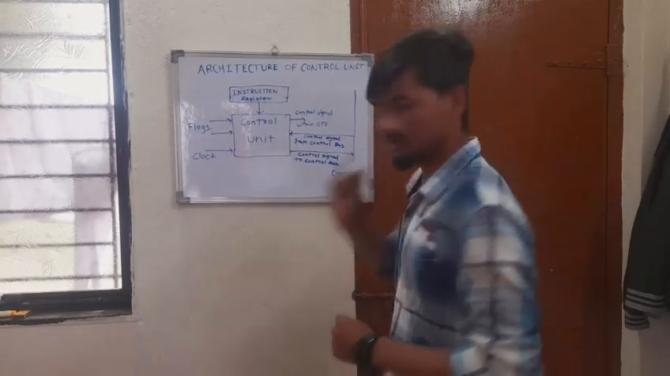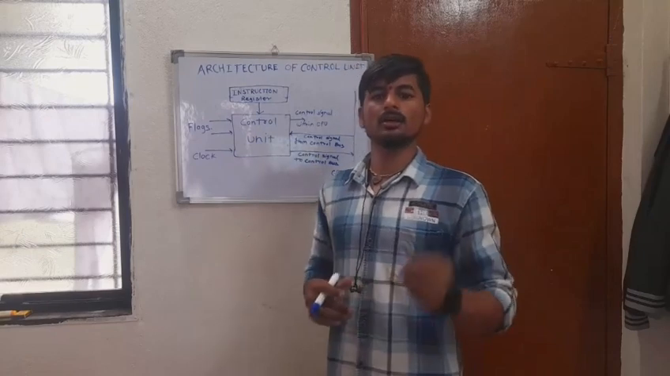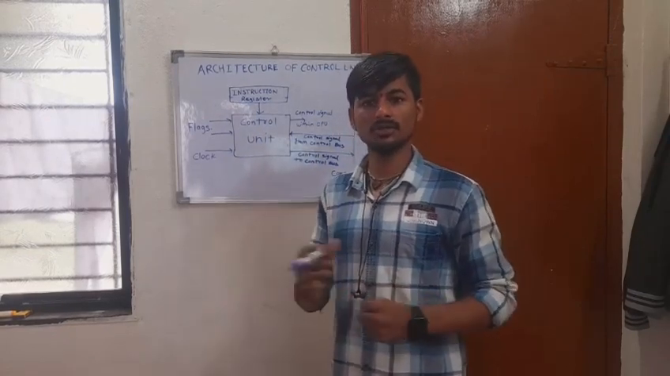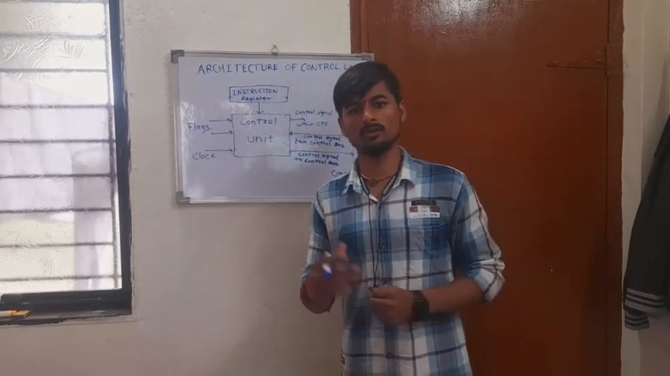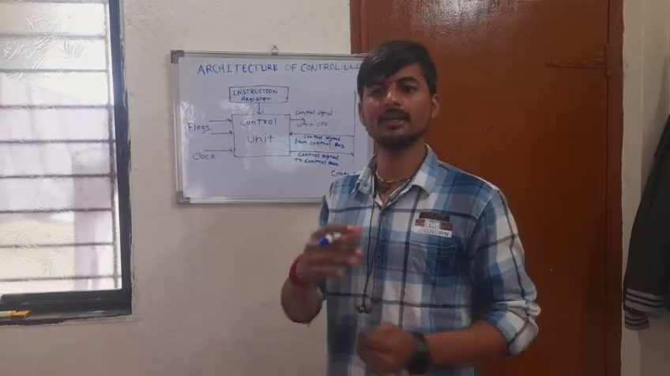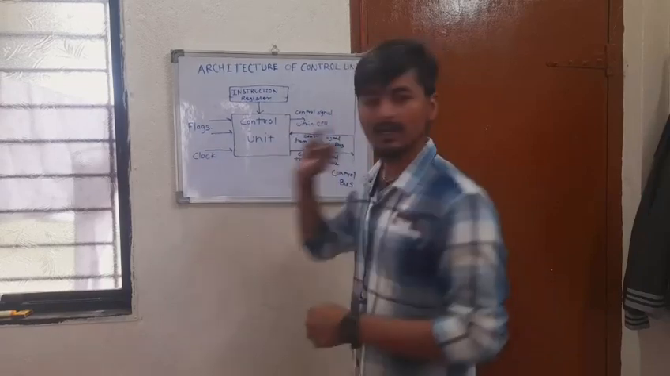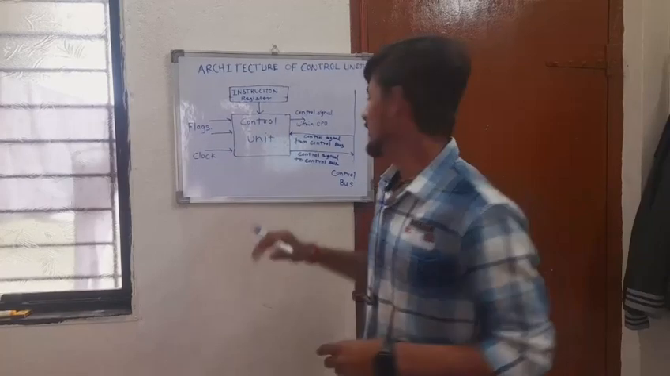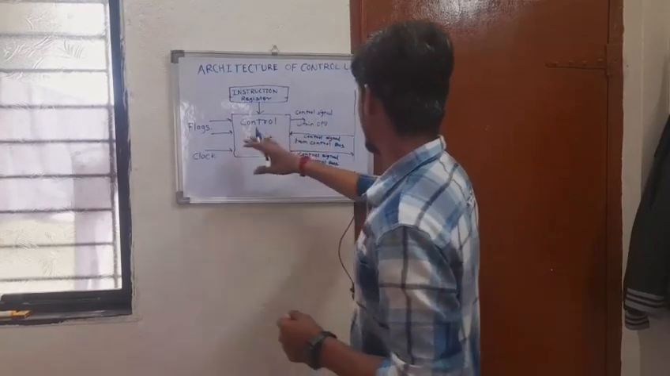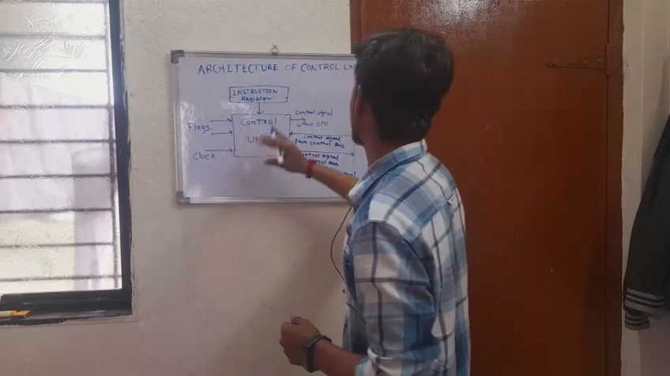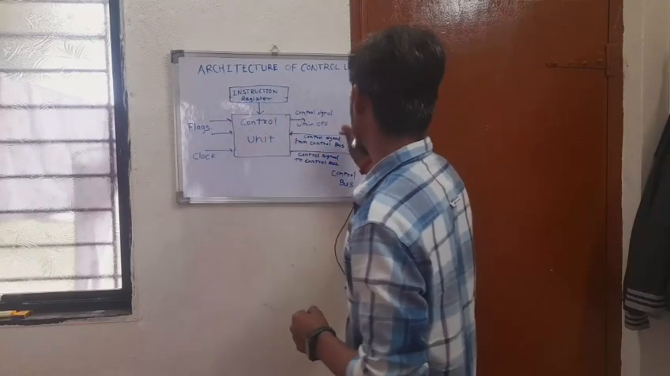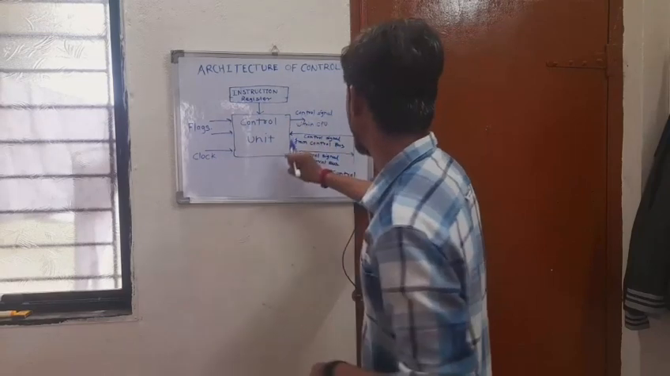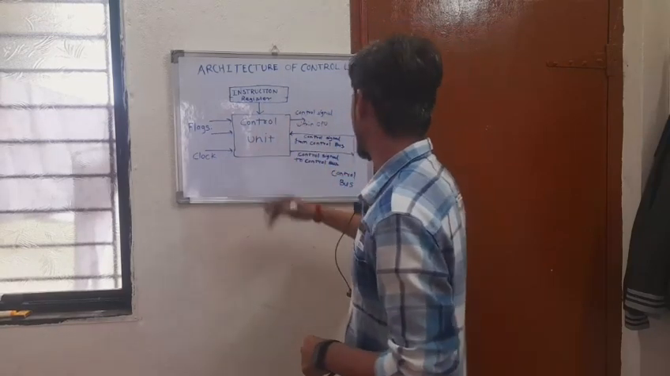The control bus is a set of pathways that carry the commands and signals between the CPU and other parts of the computer, directing and coordinating their activities. Mainly it performs three types of functions. First, the control unit transfers signals to the control bus. Second, the control bus transfers signals towards the control unit.